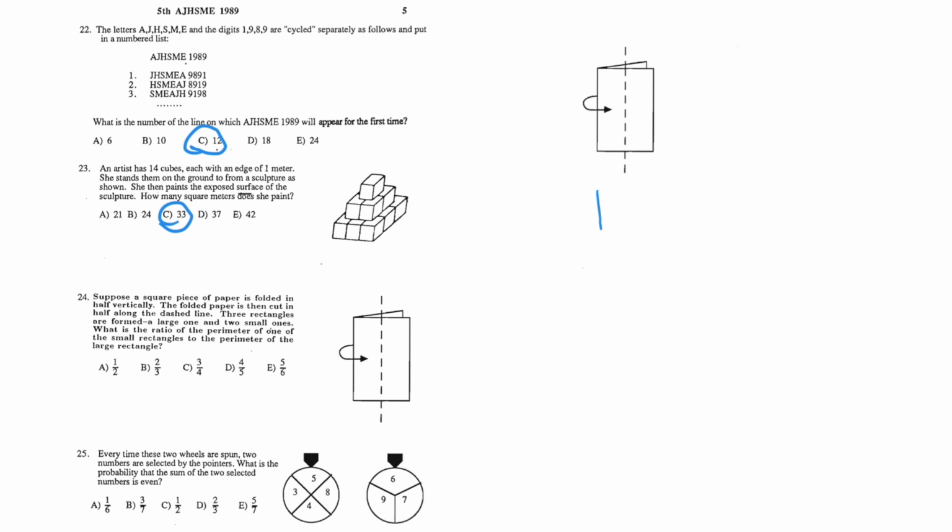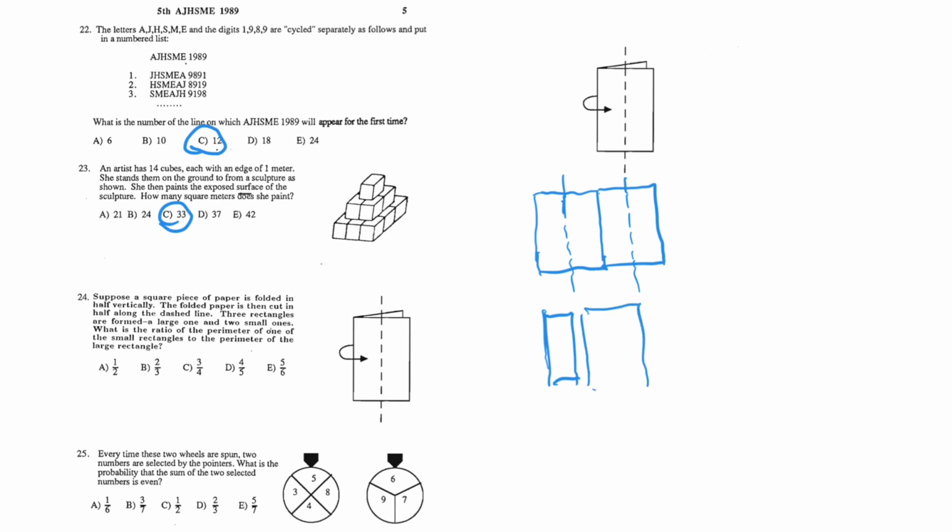So we unfold this one. That will be like this. We folded along this line, and the dash line is where we cut. So cut here. Now there will be 3 pieces: the middle one, the larger rectangle, and 2 smaller rectangles.